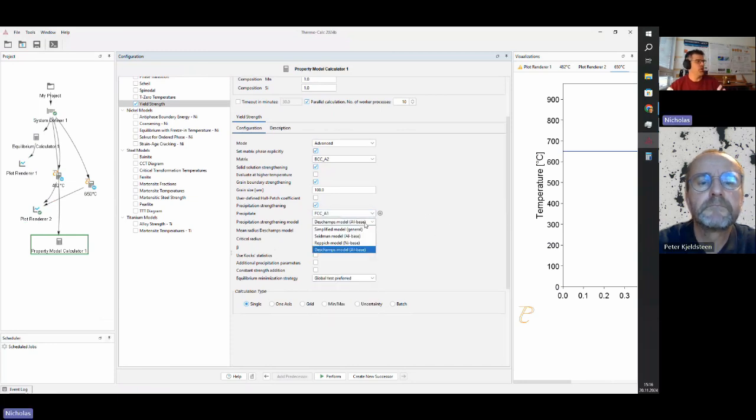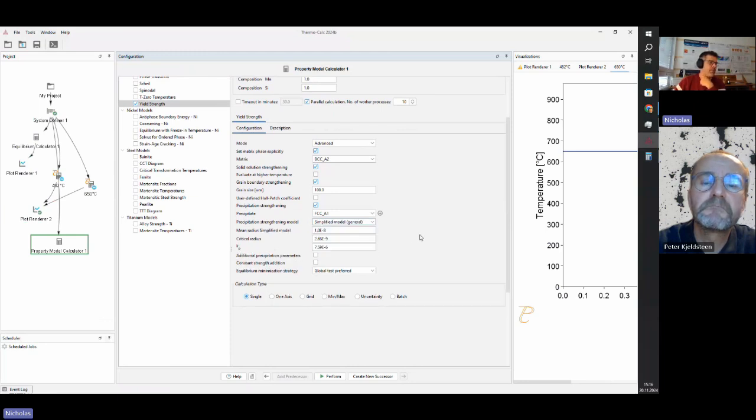We've got a bunch of models that are from literature, but they're specific for a certain group of alloys, like the Seidman model for aluminium-based, Reppich model for nickel-based, Deschamps model for aluminium-based. But here it's probably best just to have a simplified model.